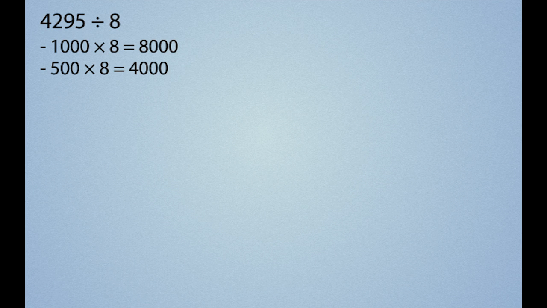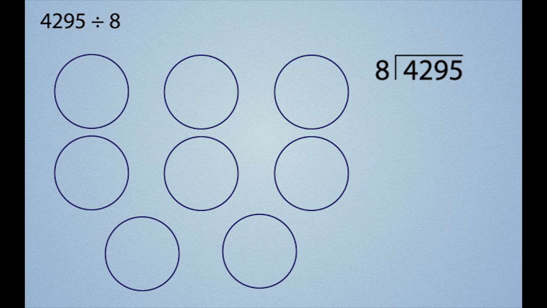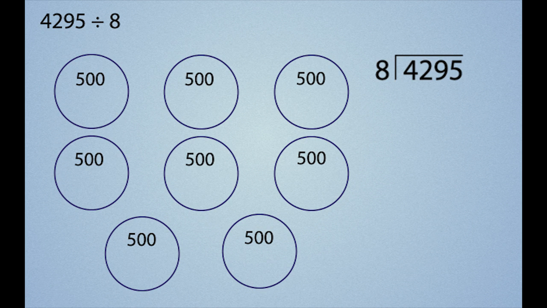My next example, I'm going to use a larger number. I'm going to take 4,295 and divide it into 8 equal size groups. First, we're going to start with an estimate. I know that 1,000 groups of 8 or 8 groups of 1,000 would give me 8,000. And I can see here that I have a little bit more than half of that. So I'm going to start with 500, and that's going to be my estimate. I know it's going to be a little bit bigger than 500, but it also gives me my jumping off point. So I'm going to start by putting 500 into each of my 8 groups.